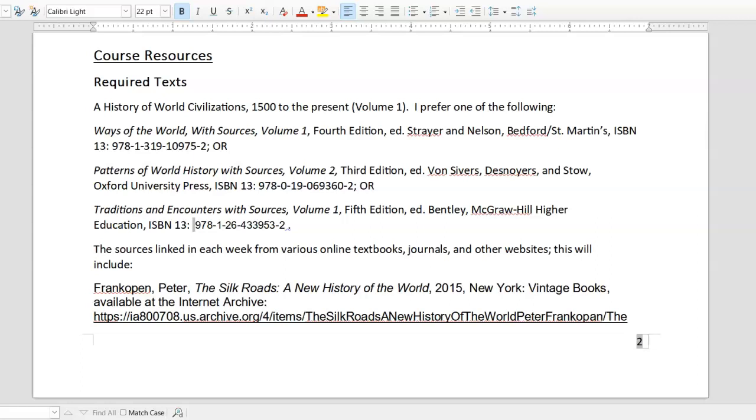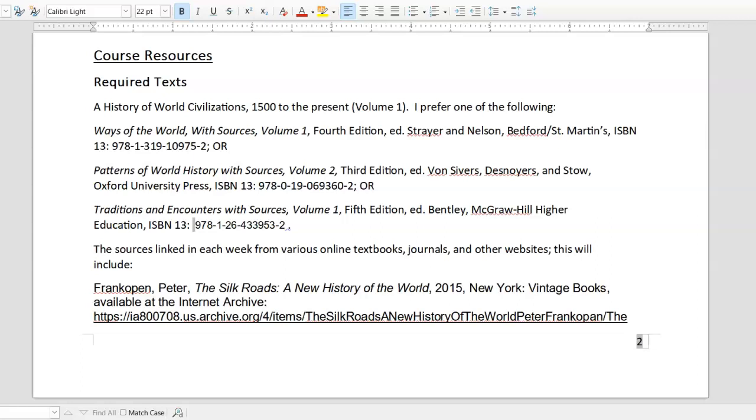You may use either Ways of the World with Sources by Strayer and Nelson, Patterns of World History, Volume 1 by von Sivers, Denoyer, and Stowe, or Traditions and Encounters with Sources, again, edited principally by Bentley. Any one of these 3, Volume 1, yes, I realize that says Volume 2, it should say Volume 1. Any of these are good. You may use any of those 3, not all 3, any one of them.